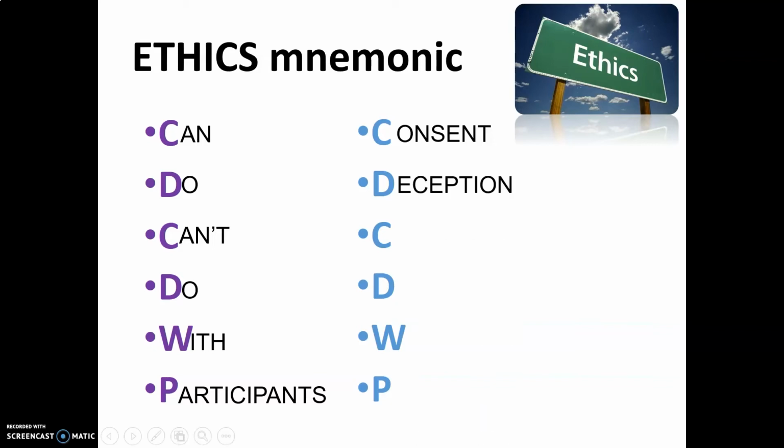Deception is all about whether or not you have deceived your participants about the true aims of your study. So for example, let's say you tell your participants, I'm interested in the effect of sunshine on learning, but actually you're looking at the effect of sunshine on obedience. You've deceived them, and that can be a problem.